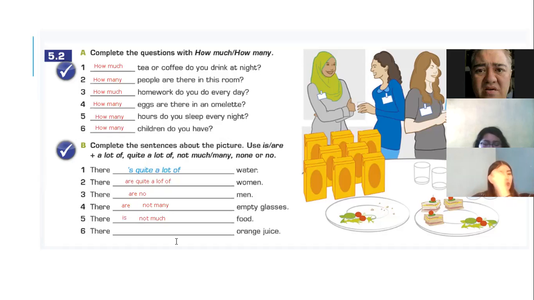Number 6. There orange juice. Okay, probably this is orange juice. To be honest, I don't know what this is. Let's pretend that there is orange juice. So how will you say this? How will you make this sentence? Orange juice. Countable or uncountable? There is or there are?